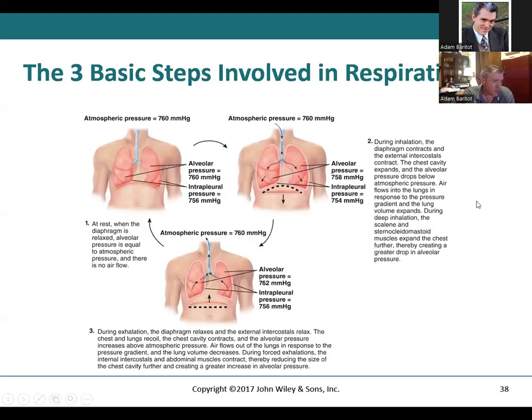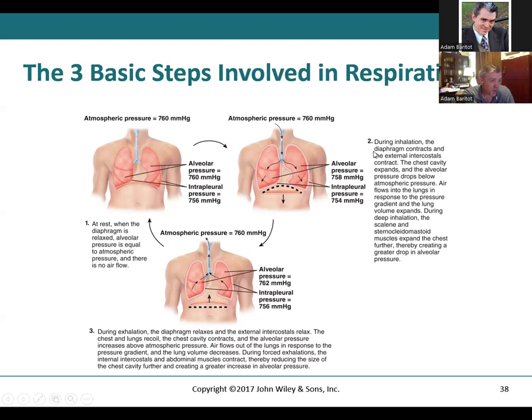There are 3 steps involved in basic respiration. The nutshell of what is going to occur is we are going to change the pressure in our lungs back and forth. At stage 1, at rest, when the diaphragm is relaxed, alveolar pressure is equal to atmospheric pressure, and there's no airflow. When the pressure inside your body is equal to the pressure of the atmosphere outside, there's no movement of air. Air stays balanced.